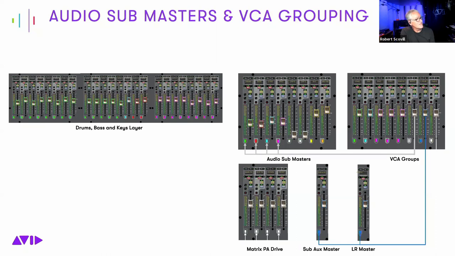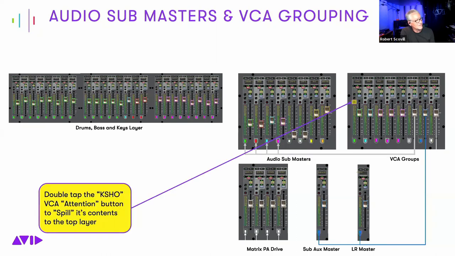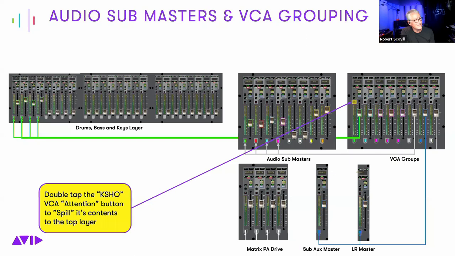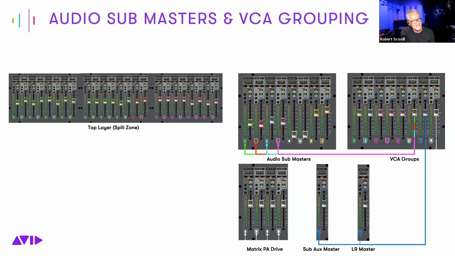And in this situation, I could double tap the VCA as well. It's going to spill those up and let us get to them. But notice I also have a VCA in this situation assigned to the audio submasters. And in my situation, it's only the music audio submasters, right? Remember, VCAs don't care. They can be assigned to control any other fader or set of faders on the console.